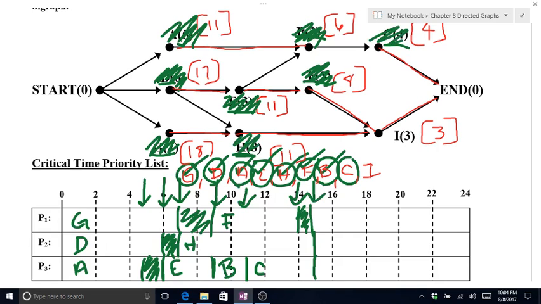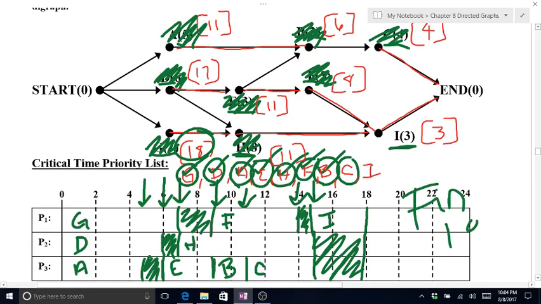H and C both finish at 15 minutes, which makes I eligible. We schedule I, that takes me to 18. And the other 2 will idle for that last 18 minutes. Look at that, my biggest time here is 18, my finishing time is 18.